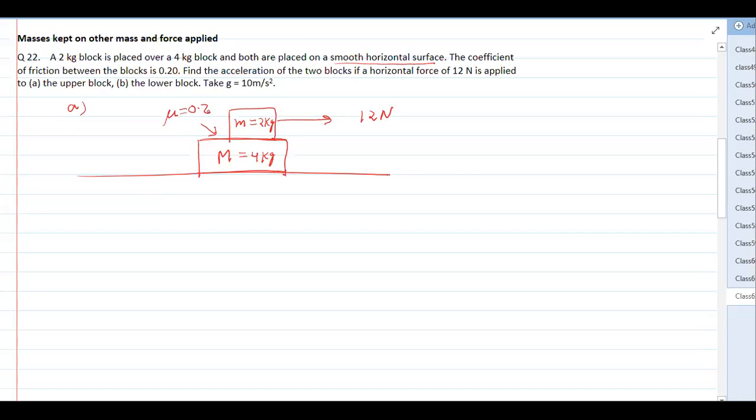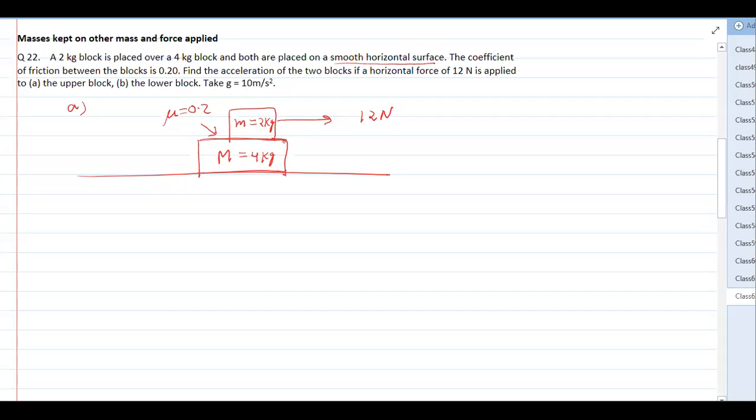There are two things which can happen. If you pull it, either the upper block will slide together with the lower block, or the upper block will slide over the lower block. Either these two blocks will have a common acceleration and slide together, or they may slide with different accelerations, sliding over each other. Which condition occurs will be decided by the value of the friction acting here. So this friction will decide whether they slide together or with different accelerations.